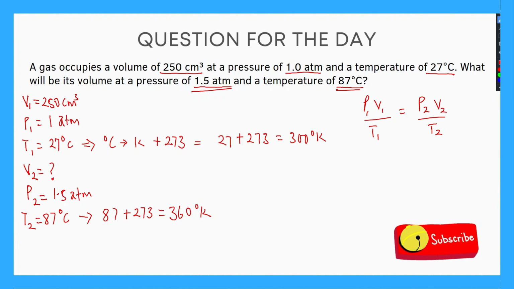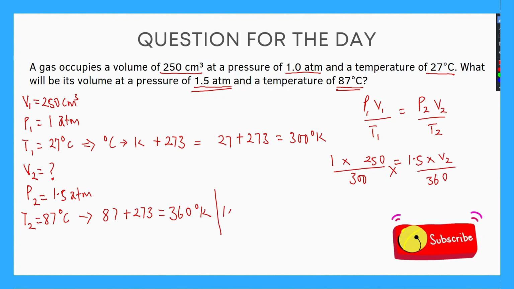So let's go ahead and input all our variables. For P1, that is 1 atmosphere, multiplied by V1. V1 is 250 divided by T1. T1 is 300. This is equal to P2. P2 is 1.5 multiplied by V2, which is unknown, divided by T2. T2 is 360. So at this point now, we can cross multiply. When we do that, it becomes 1 times 250 multiplied by 360 is equal to 300 multiplied by 1.5 times V2.